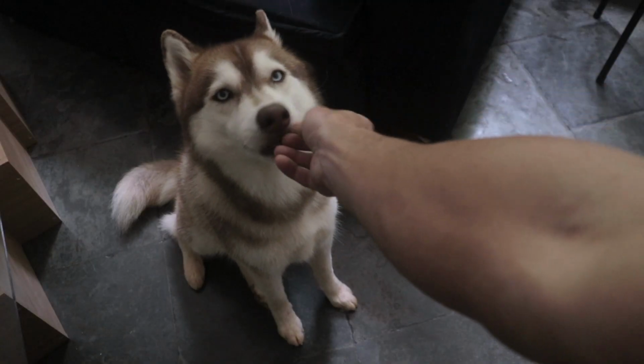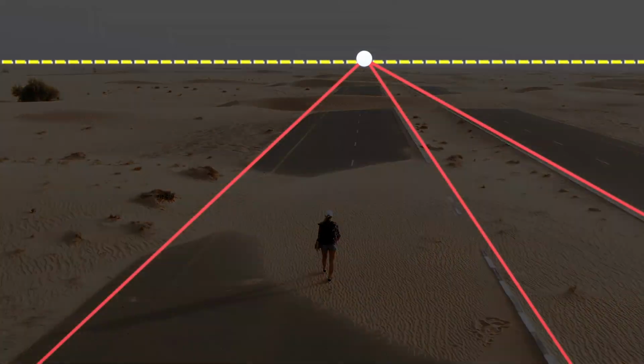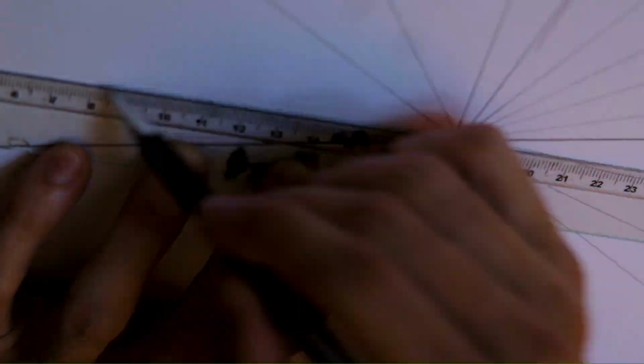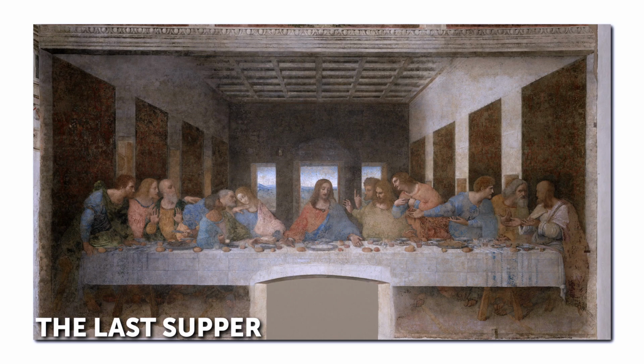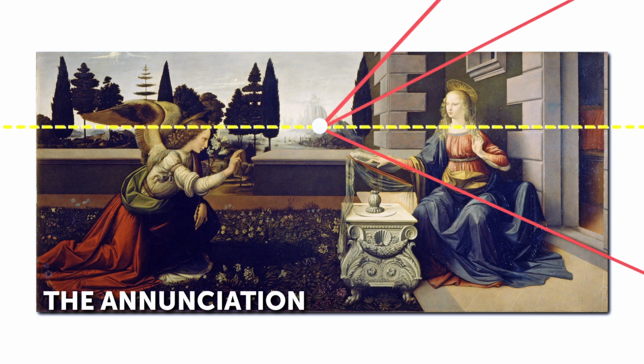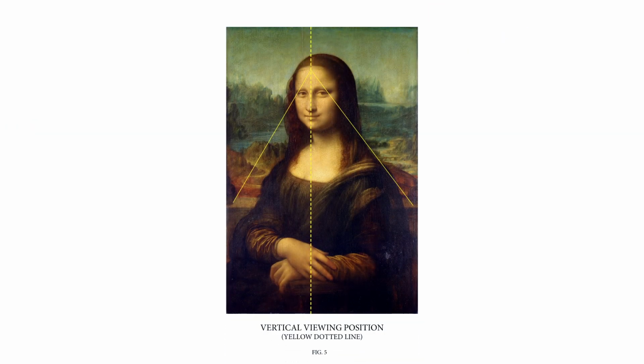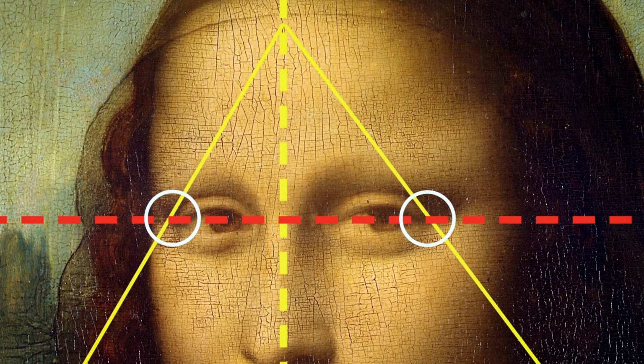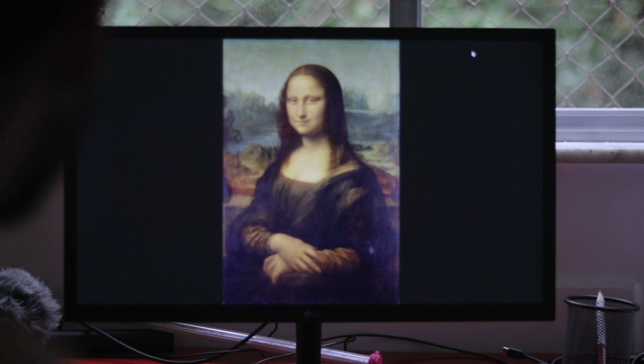Give it to me. The vanishing point is where all parallel lines converge, and is always on the horizon line in its most basic types. In The Last Supper, for example, all the parallel lines converge into Christ's right eye, right at the center. The same happens in the Annunciation, right here. Some people even defend that the Mona Lisa was never meant to be viewed front-on, but rather from left of center, all because of how the horizon line and vanishing point are positioned.